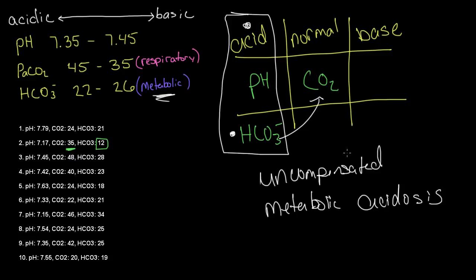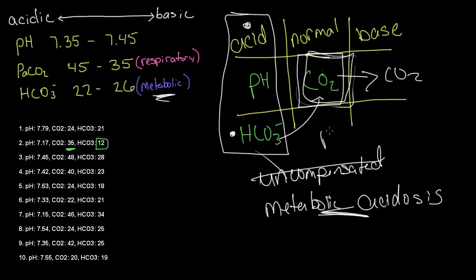We are uncompensated because our primary condition is metabolic acidosis, and the opposite compensatory mechanism, in this case the respiratory system, is doing absolutely nothing to compensate for this disorder. That's why this value is still normal. If the CO2 was over here instead, then we would be in partially compensated metabolic acidosis, but since it's not, we are in uncompensated metabolic acidosis.